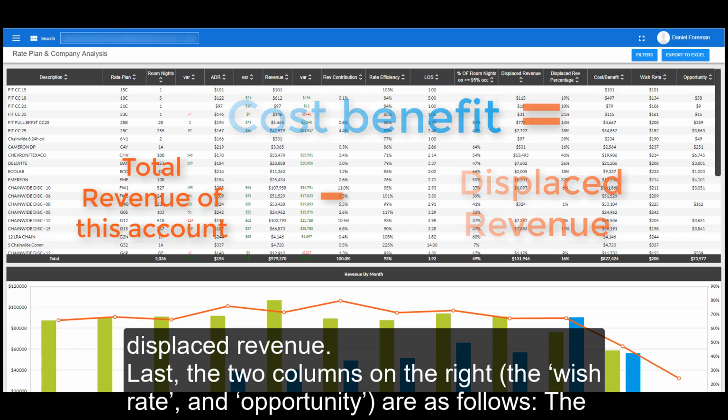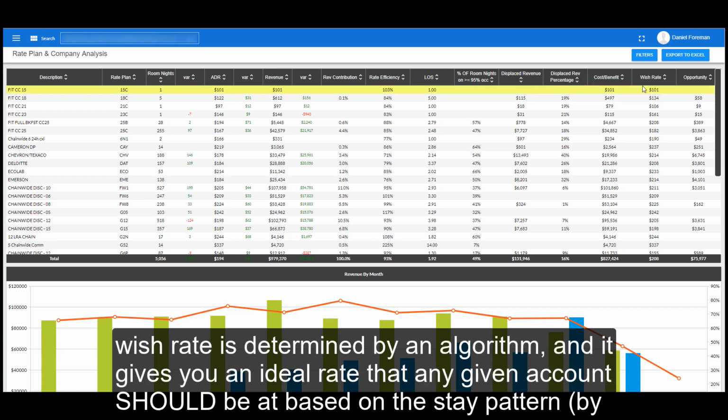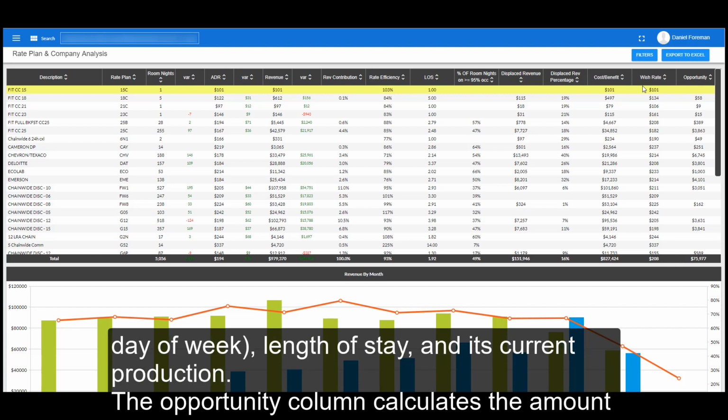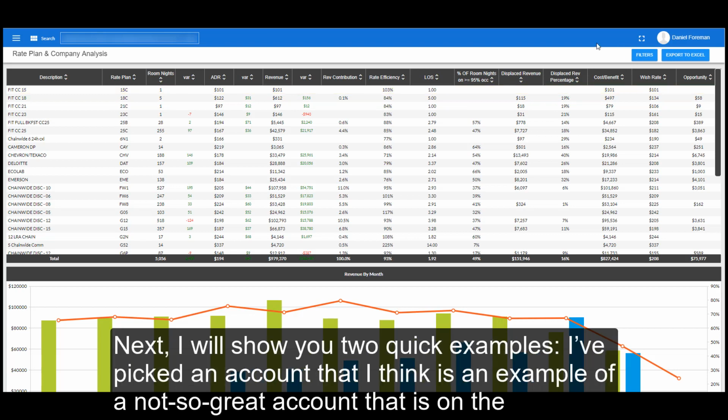And then these two columns over here on the right, the wish rate and the opportunity. The wish rate is basically determined by an algorithm, but it gives you an ideal rate that this account should be at based on the stay pattern, the length of stay, and its current production. And then the opportunity is the amount of revenue that you're missing out on by not being at this optimal wish rate.